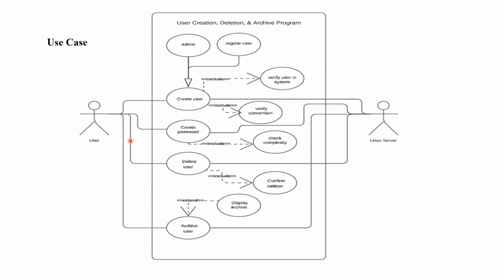Then an actor can delete a user, and the Linux system will confirm if that user has been deleted. Finally, an actor can archive the user, and the Linux system may display if the user has been archived.